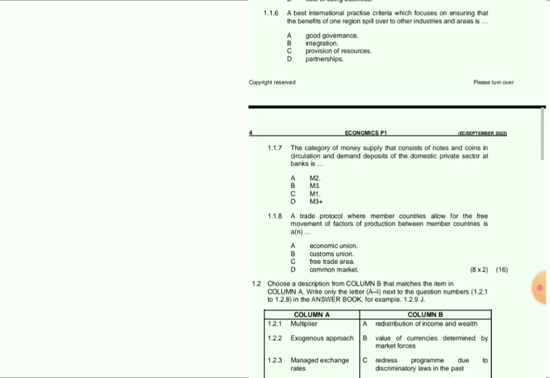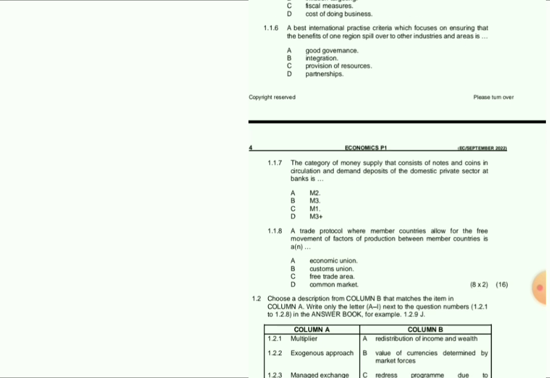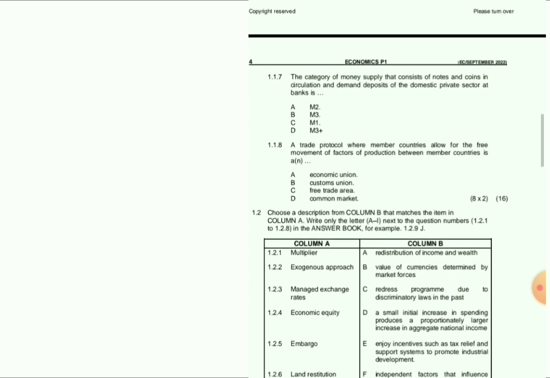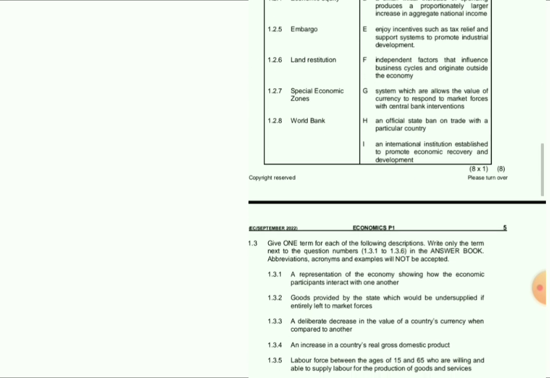1.1.7, I've remembered the answer now. It just came to my mind. The category of money supply that consists of notes and coins in circulation is actually M1. Now I remember it's M1. So let's go back. 1.3.